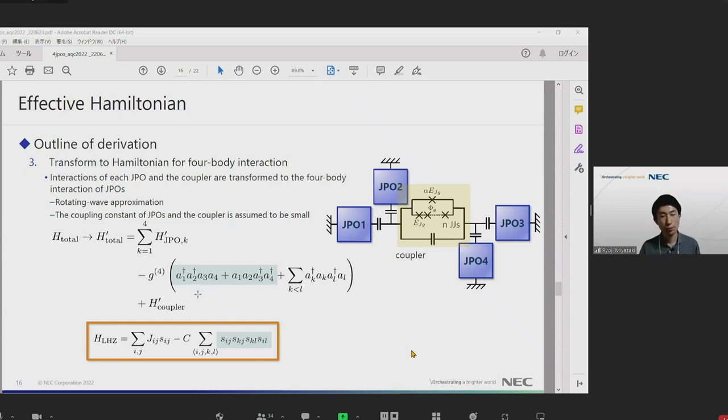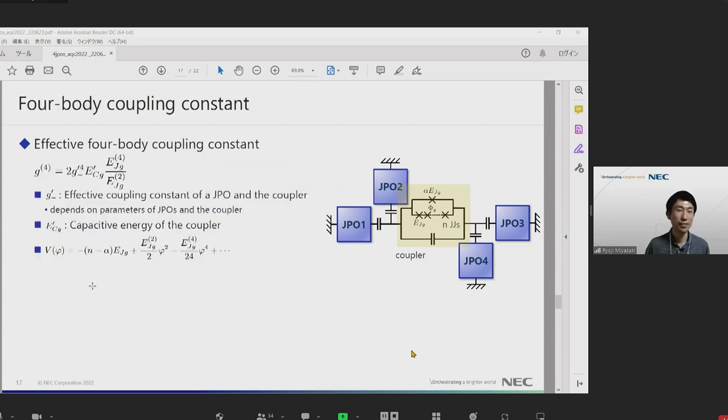And some other coupling, like the two-body coupling, vanishes under the rotating wave approximation. But I do not show that. We set some relation to the frequencies, and then we can keep the four-body coupling term. This has no oscillating time dependence. These terms correspond to the four-body coupling of the spins in the LHZ Hamiltonian. So yeah, this is our goal. But the important point is the effective four-body coupling constant. We try to set it large. So the G4 four-body coupling constant is expressed like that.